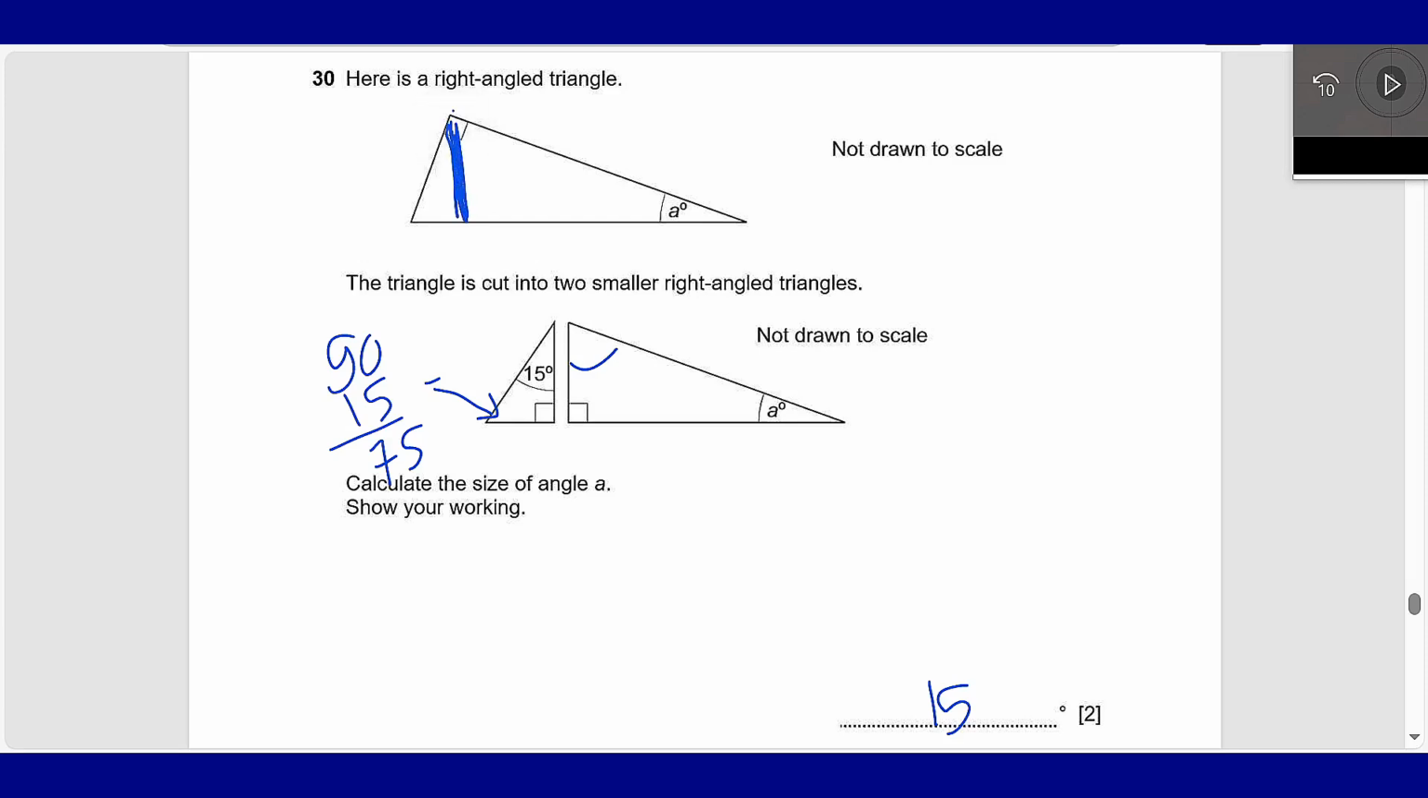So this is 15, and this will be 90 minus 15, because then that will be also 75 degree. So the A must be, because 15, 75, 90, so this is 75, 90, then this must be a 15. Alright, let's move on. Okay guys, 31.